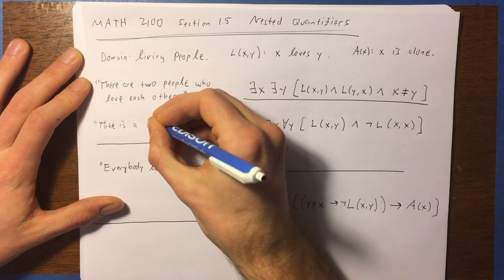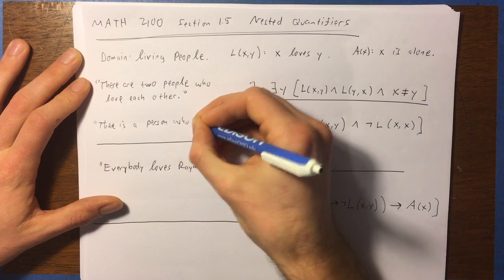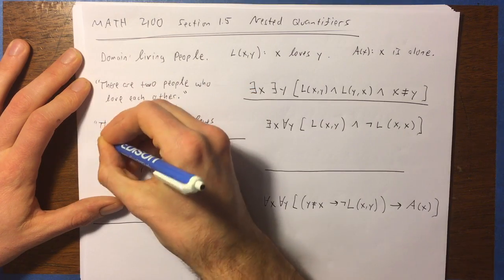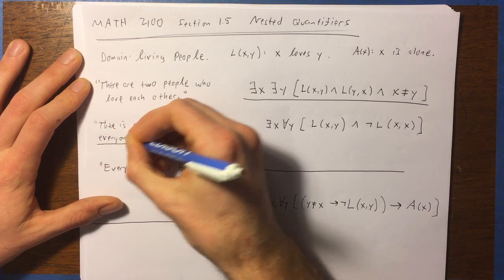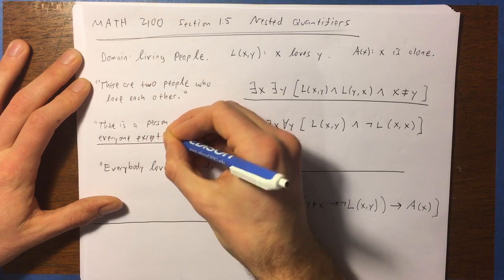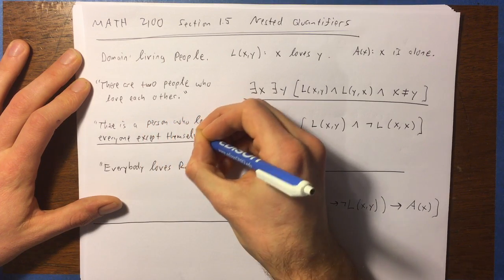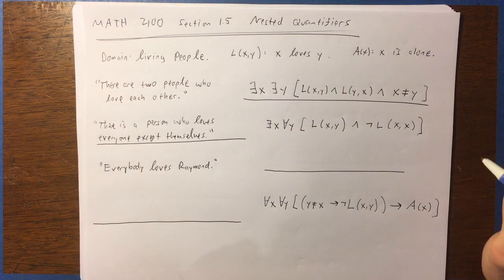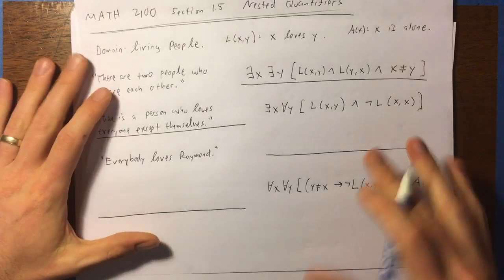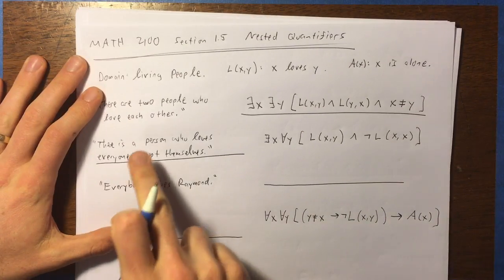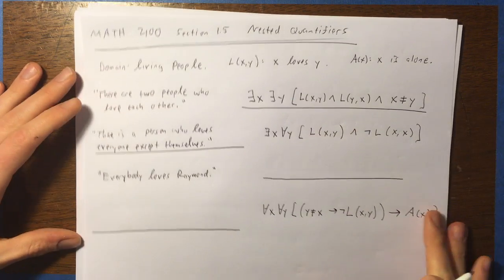There is a person who loves everyone except themselves. I think that's what that's trying to say. But I just realized as I was explaining this that I wrote it wrong, so I'm going to fix it. That was what it was meant to say, and it almost says that, but there's a problem.